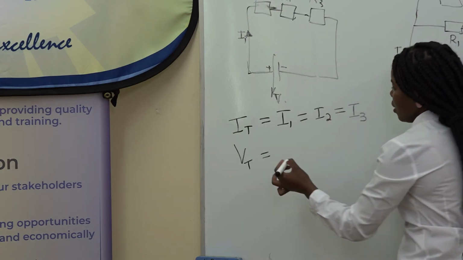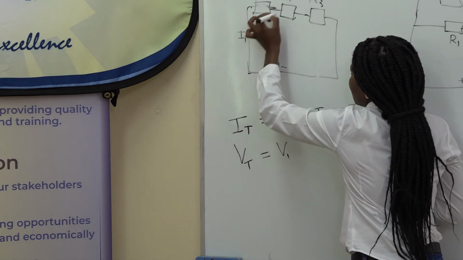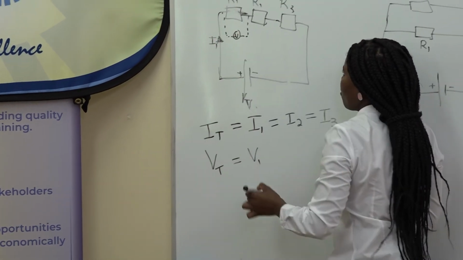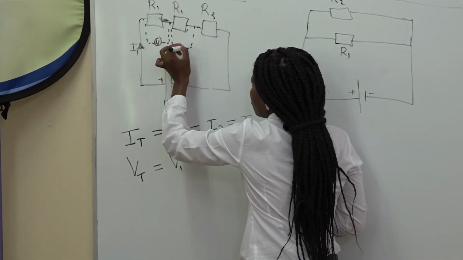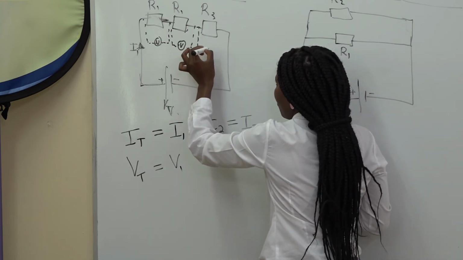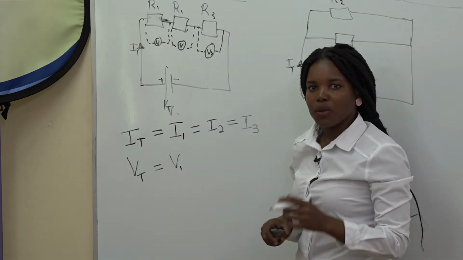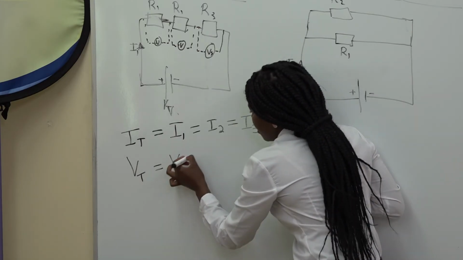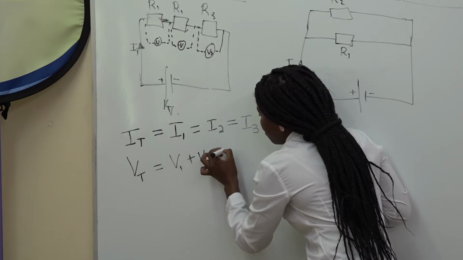So your VT will be equal to V1. Remember, it's distributed, which means the voltage will divide itself. Here from your R2, you also have another voltage, and on resistor 3, you'll also have a voltage. But what is key is that the sum of the individual voltages is equal to the total voltage.